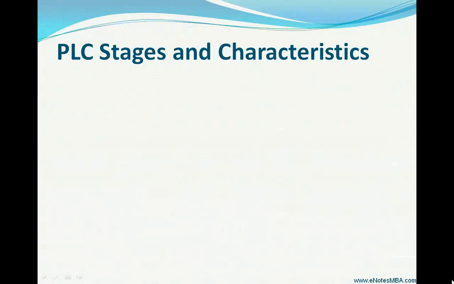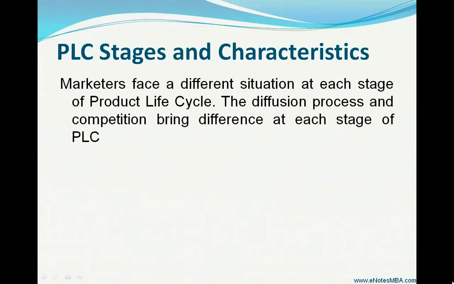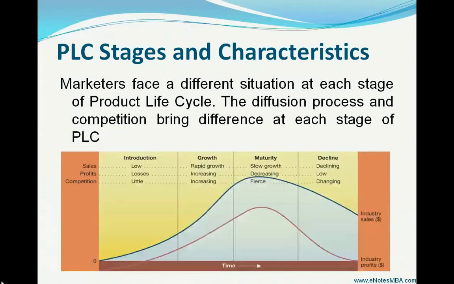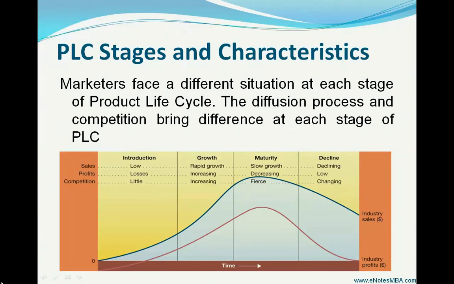Product life cycle stages and their characteristics. Marketers face a different situation at each stage of the product life cycle. The diffusion process and competition bring differences at each stage. In this diagram, you can see at the introduction level, sales are very low, profits are also very low, or there can be losses. Competition is also little. At the growth stage, sales grow rapidly, profits also increase, and competition also increases.